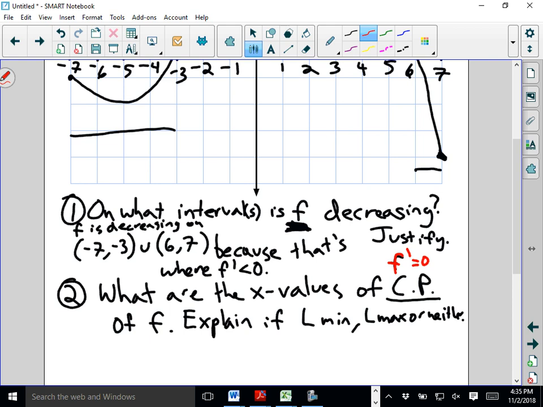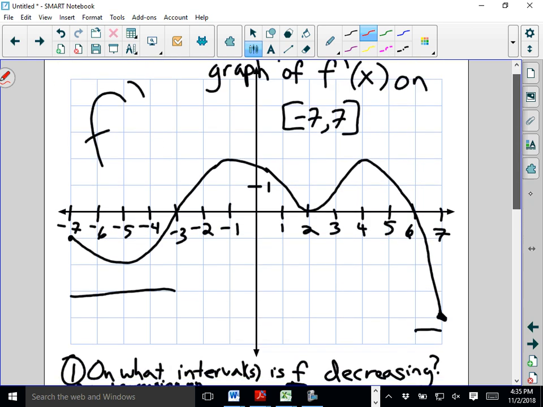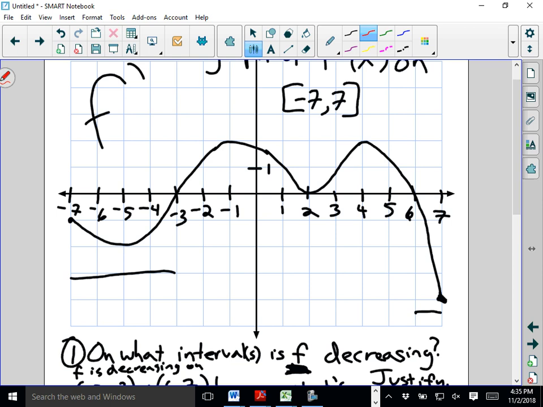Okay? So I'm looking at my graph. I want to know when is f prime equal to 0 or undefined. Well, when I take a look at this graph, I'm looking for the zeros. I see 1, 2, 3 zeros. I don't see any places where this thing is undefined. So my critical points are at x equals -3, 2, and 6.